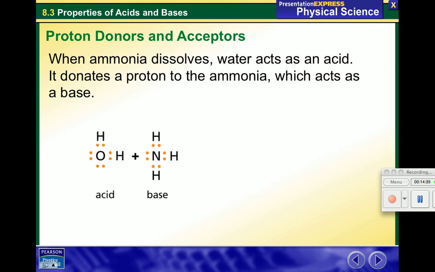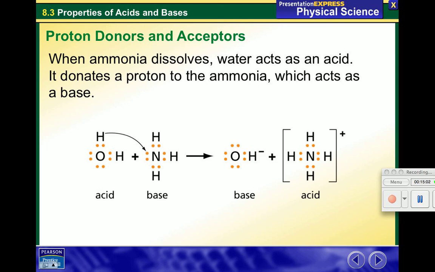Now here with ammonia, when I add ammonia to water, it will actually take a hydrogen from the water and attach it to itself. Since hydrogen is going to the ammonia, the water becomes the acid. It's donating a proton, it's donating a hydrogen, and the ammonia becomes the base. It's accepting a hydrogen, it's accepting a proton. So if I give you an equation like this, could you tell me that water was acting like an acid here and the ammonia was acting like a base? I hope so.